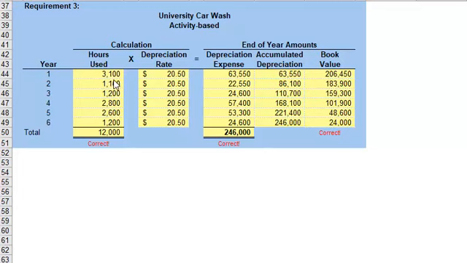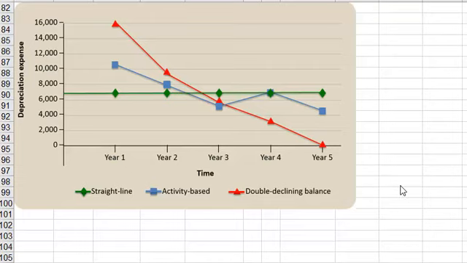Let's take a look at the chart here. What we have is the given hours used multiplied by our rate, giving us our depreciation expense. Our accumulated depreciation, we are just adding up the first year and second year, first, second, and third year to give us our accumulated depreciation. I'd recommend using a T account to help you tabulate what your accumulated depreciation is over the years.